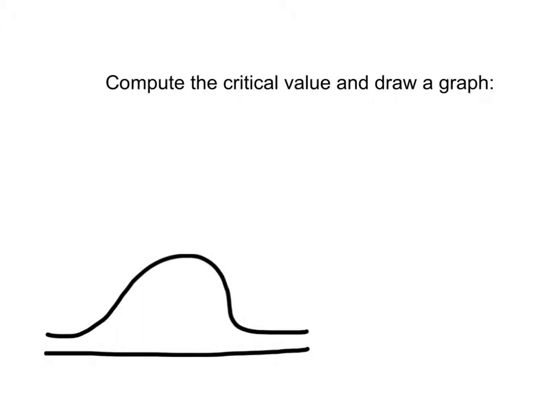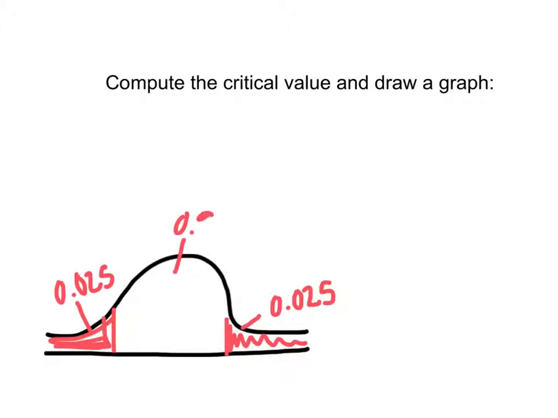We will start with putting our level of significance on the graph. Since we have a 0.05 level of significance and it's a two-tailed test, we must divide that in half, which will result in a 0.025 area on each side and 0.975 in the middle.